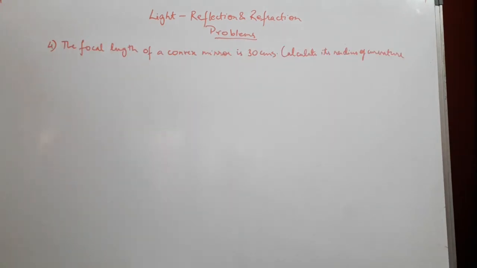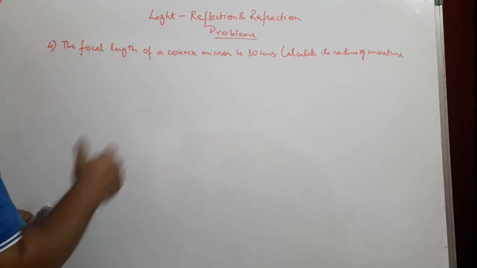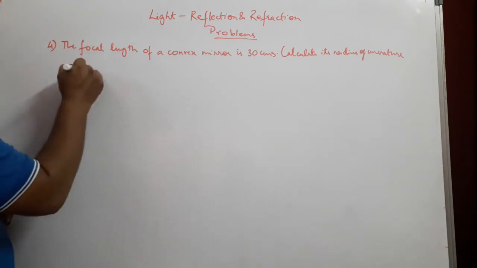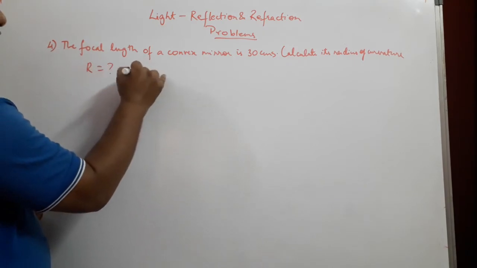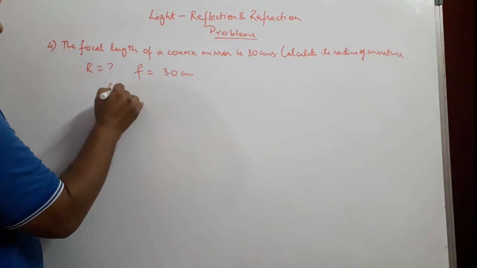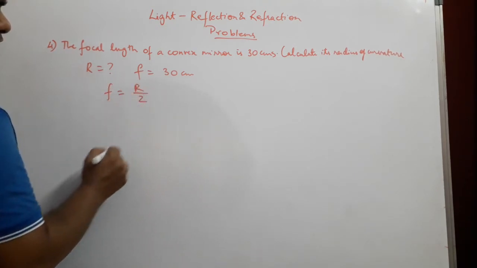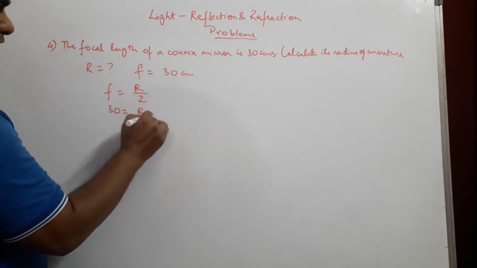Next question says, the focal length of a convex mirror is 30 centimeters. Calculate its radius of curvature. In the first problem that we solved, we had to find the focal length where the radius of curvature is given. Here we need to find the radius of curvature where the focal length is given as 30 centimeters. So the formula is f is equal to R upon 2, where f is given, which is equal to 30, and R needs to be found out.